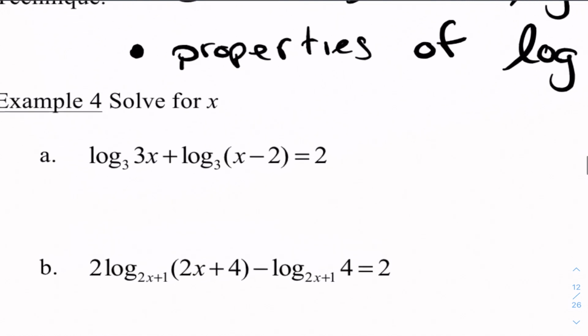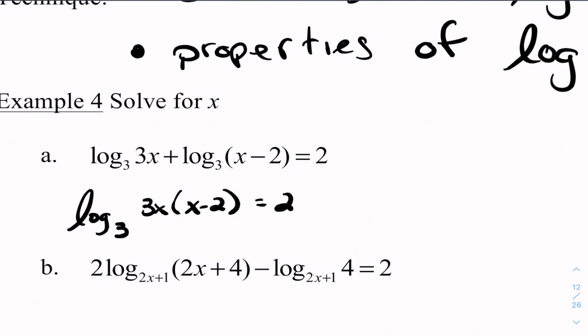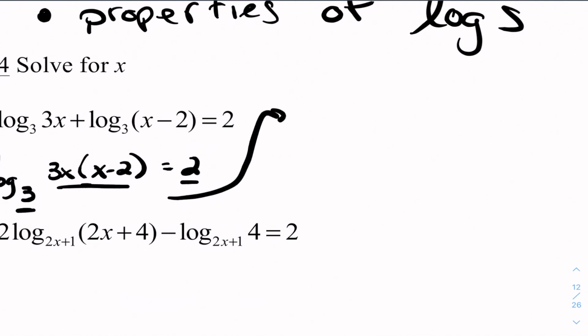First off, we have log base 3 equal to 2. So in order to combine the terms on the left-hand side, addition turns into multiplication. So I have log base 3 of 3x parentheses x minus 2 equals 2. And now I have base, exponent, answer. So I have 3 to the second power equals 3x squared minus 6x. That's just distributing the 3x to both terms.